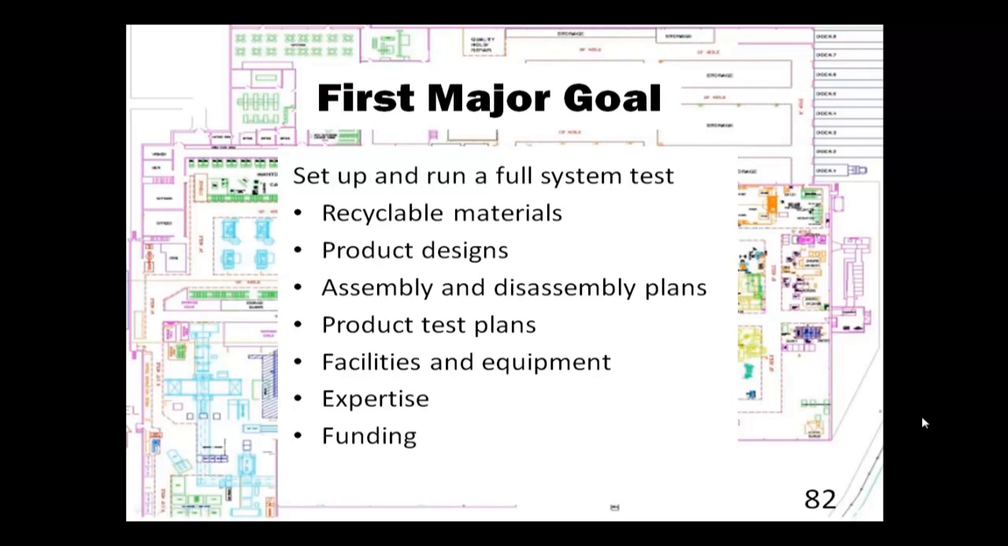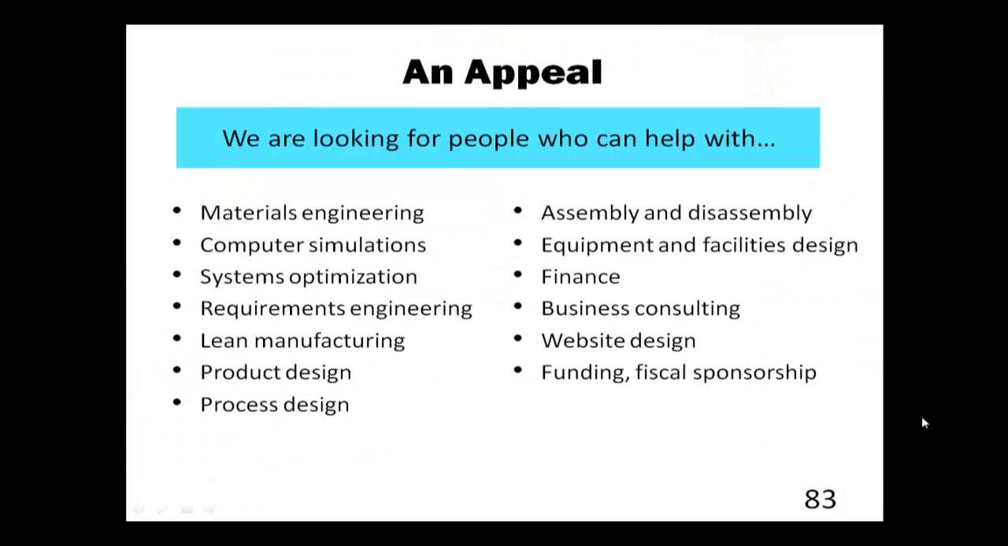Our first major goal is to set up and run a full system test, and we would need recyclable materials, product designs, assembly and disassembly plans, product test plans, facilities and equipment, expertise, and of course funding. So we're making an appeal. We're looking for people who can help with all these areas.